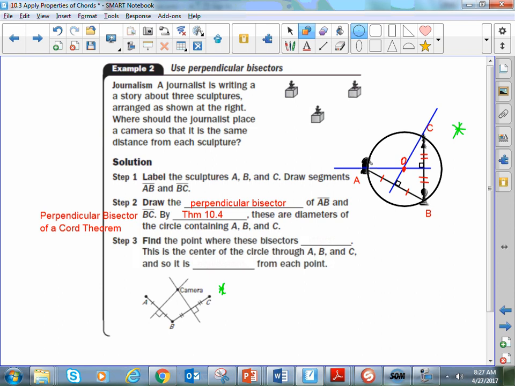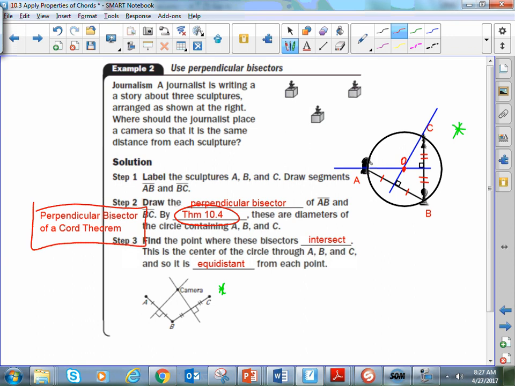So let's go ahead and finish filling in our blanks here so we can see what we need. And again, this theorem 10.4, that doesn't really mean anything. We should really be thinking about it in terms like that. And I don't even care if you tell me the perpendicular bisector of a chord theorem, as long as you can tell me what it actually means. Well, if I happen to have chords that are perpendicularly bisected, then those things have to be diameters.